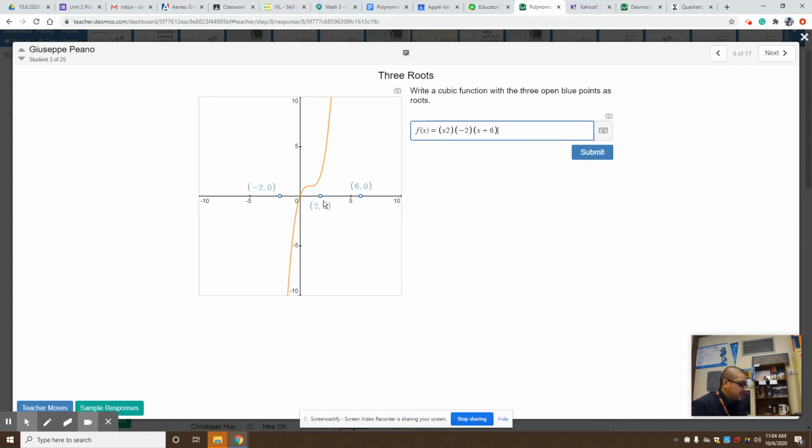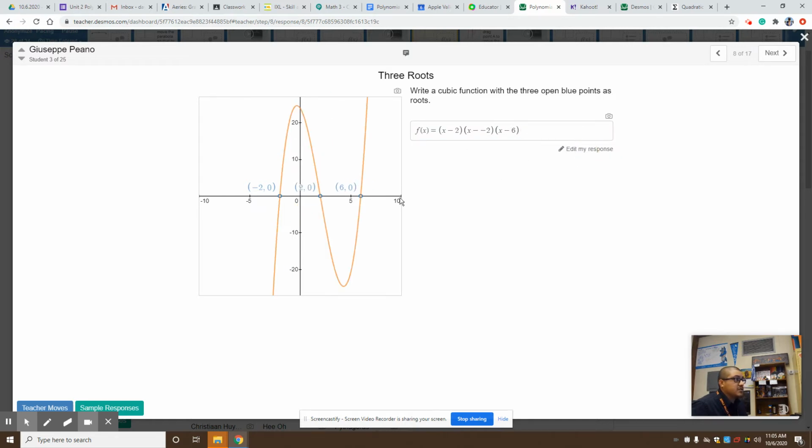For the positive 2, that'll be x minus 2. For the negative 2, that'll be x minus a negative 2, or x plus 2. And then for the positive 6, you need the x minus 6. And that should get you your polynomial going through each one of those x-intercepts.